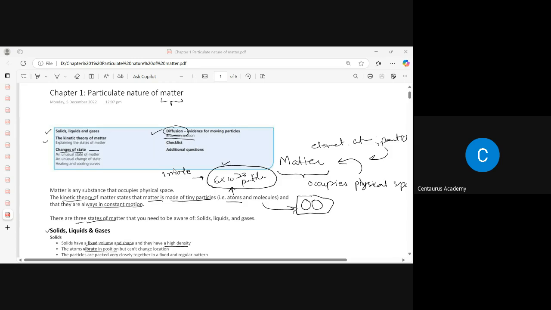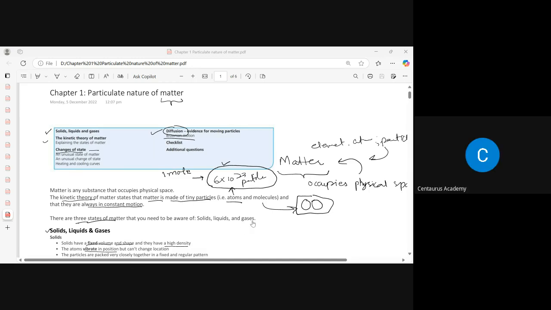And up till now, I am hoping and presuming that you guys have already gone through the syllabus. Have you? Yes. All right. Okay. So let's start off with the first topic.